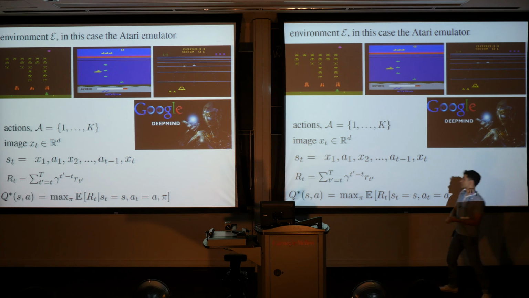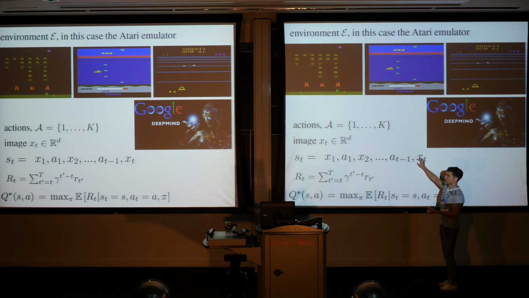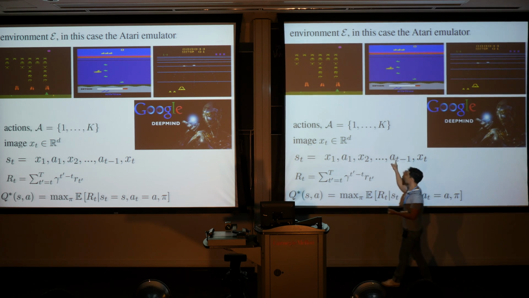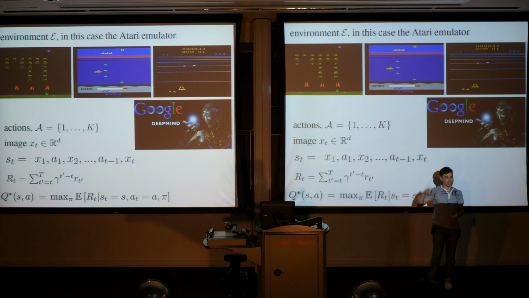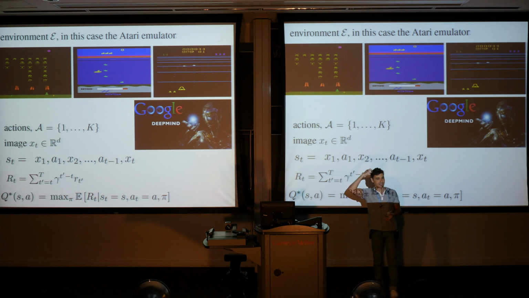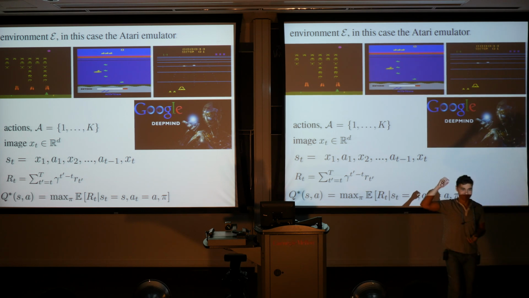What's really interesting is the representation of state. You have images X, and then the state is a sequence of images and the actions. So you're storing in your head a trajectory. And I really like that because of the following.